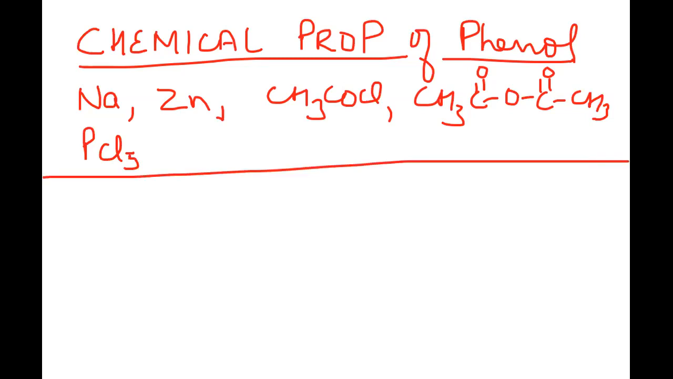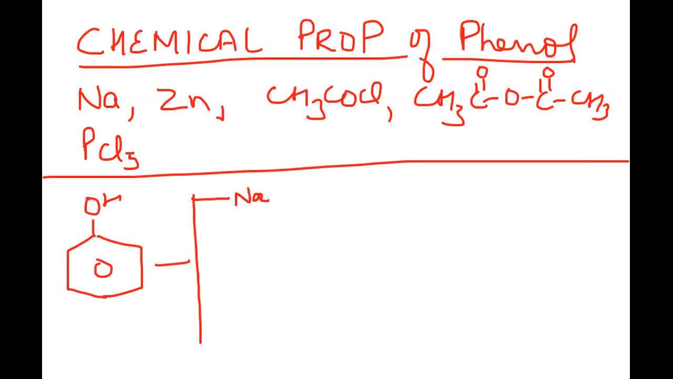Now see, phenol. I will write the phenol group here like this, OH. All right, now let me do this. With sodium, two atoms of sodium, if you are taking, it is going to form sodium phenoxide, ONa, and hydrogen is released. So it is an acidic nature because it is giving out hydrogen in this case.